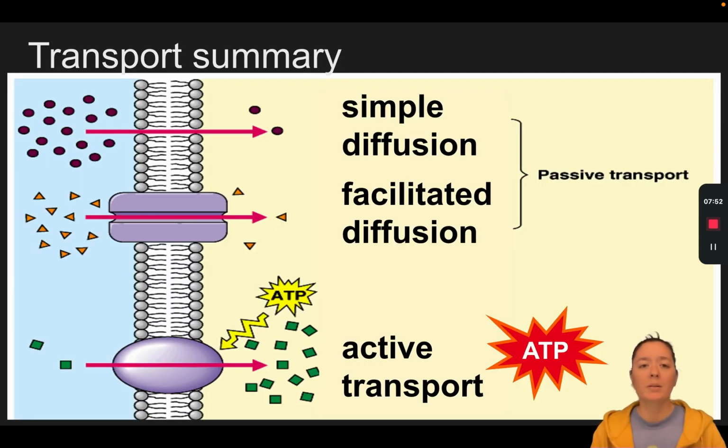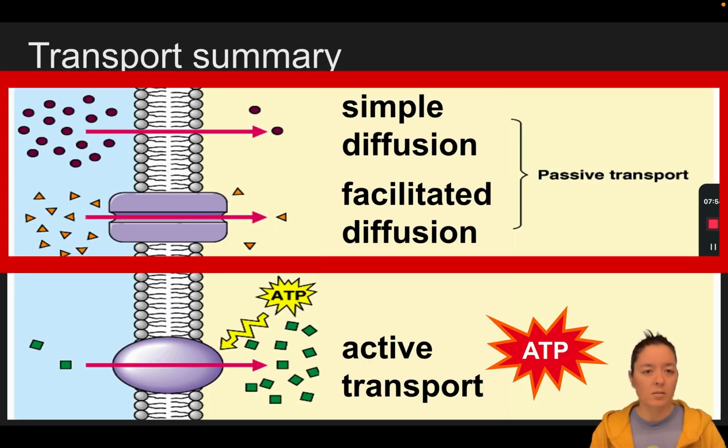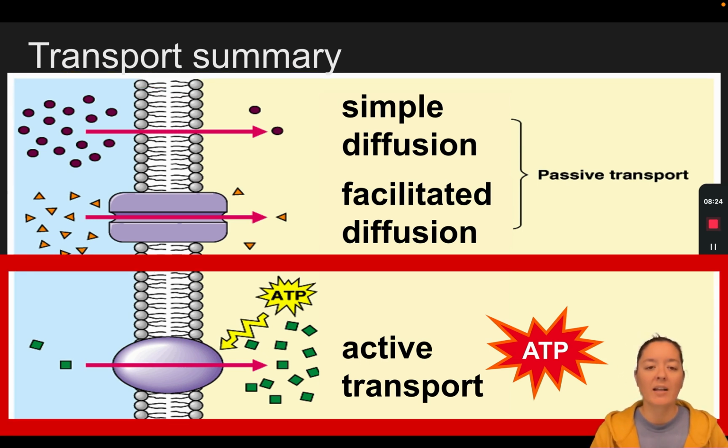So as a quick sum up here, simple diffusion is high to low. You can see we have more of those little purple circles on one side, and it's going into the side with fewer of those circles, straight through the phospholipid bilayer. No extra special treatment needed. Then we have facilitated diffusion. Again, this is passive because we're going with the concentration gradient from high to low. There are more triangles on one side than the other, and we're going in that direction from more triangles to fewer triangles.